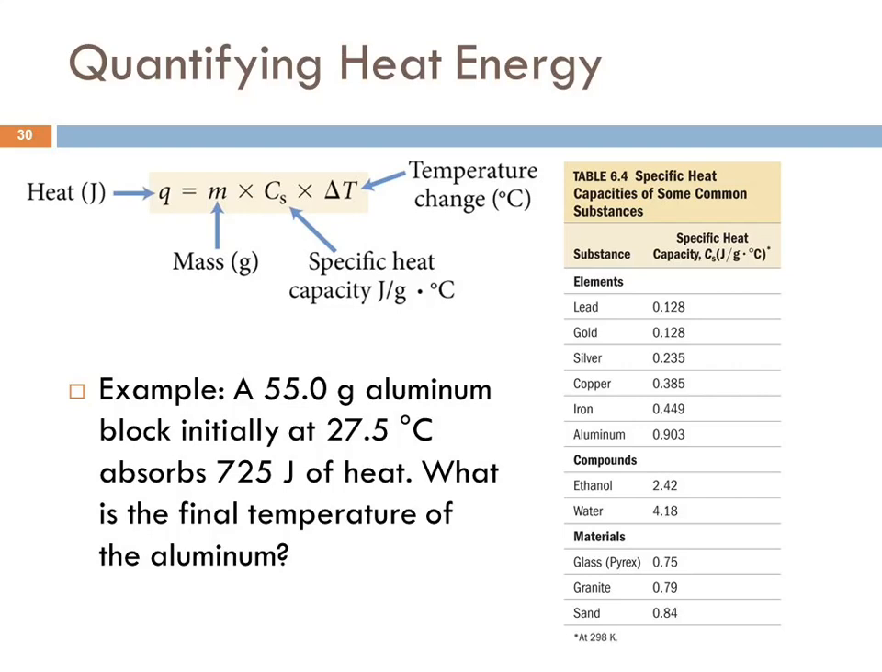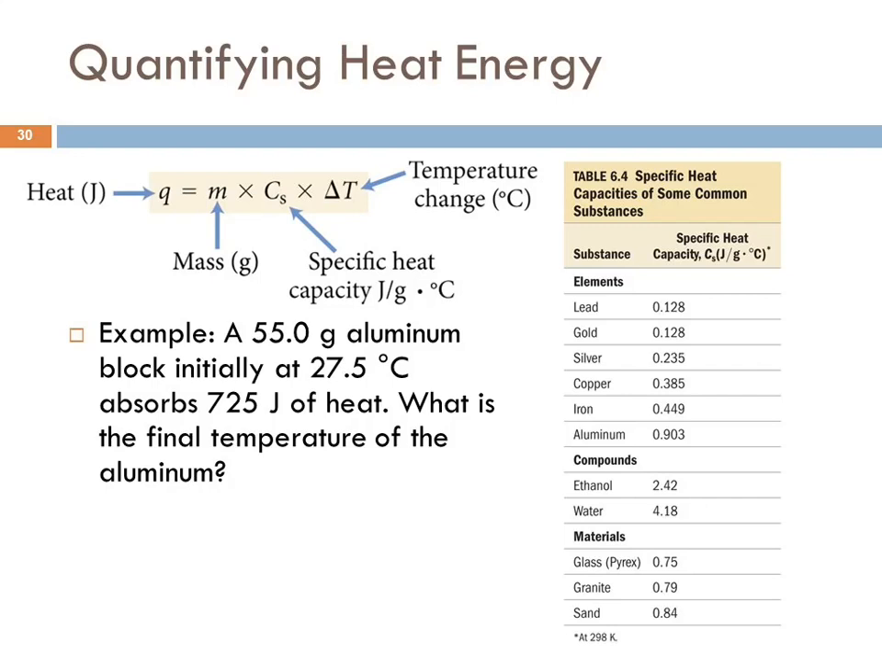So we can do examples. Let's do this example. A 55.0 gram aluminum block, initially at 27.5 degrees Celsius, absorbs 725 joules of heat. What is the final temperature of the aluminum?